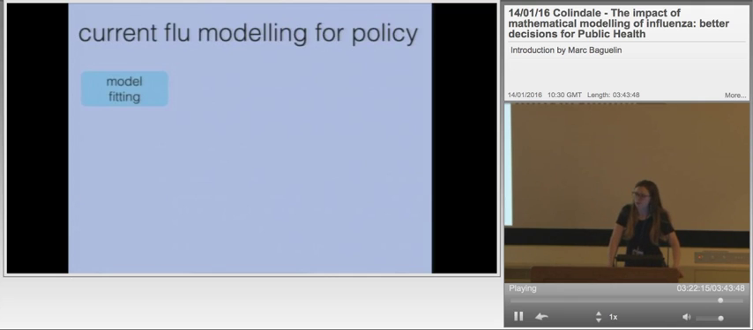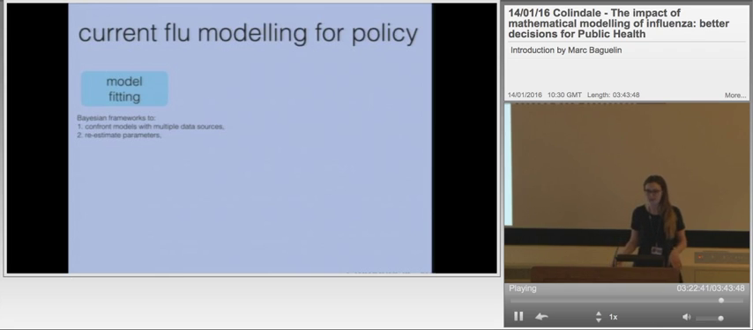So looking now to what's going on currently. We've heard quite a lot from Anne about model fitting and evidence synthesis, and I think that's really an area worth stressing again. The amount of knowledge that we have from quite robust and complicated model fitting techniques that weren't around a few decades ago, specifically using Bayesian frameworks to confront models with multiple data sources and to re-estimate parameters.